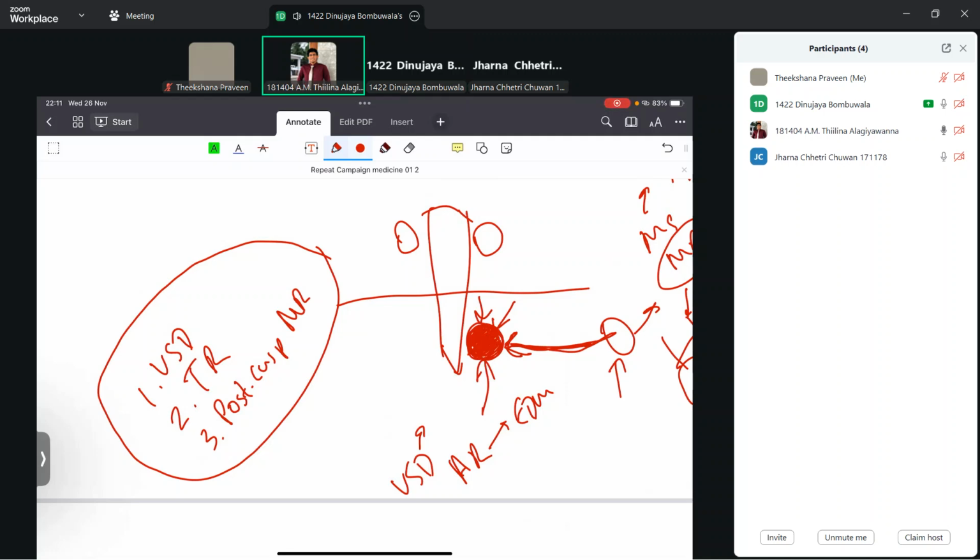In VSD there is a thrill, and it can be heard in other places very loudly. How do I differentiate MR and TR? MR can also be heard at the apex, but that's not the main thing. What we do to differentiate those is use dynamic maneuvers.